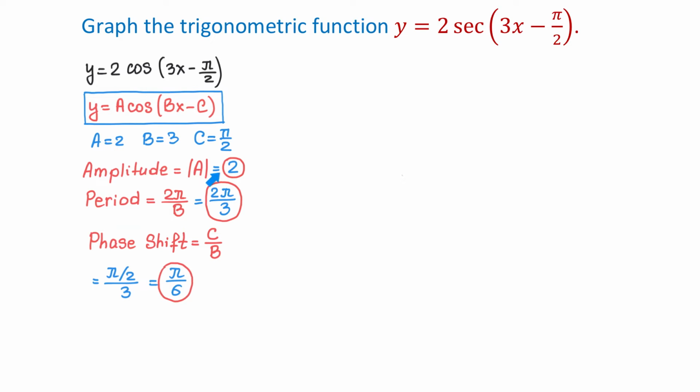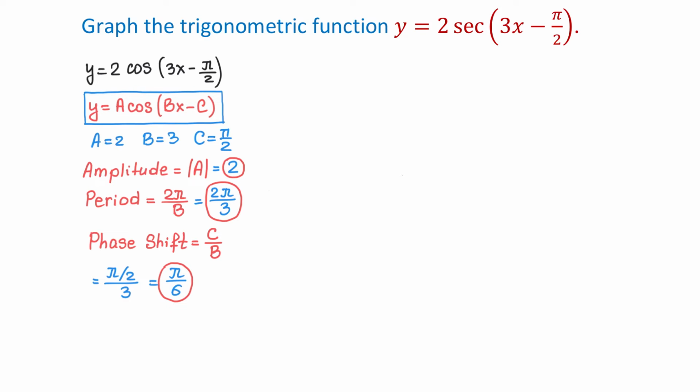The amplitude tells us that the maximum value of the function will be positive 2 and the minimum value will be negative 2. The period tells us that the function will complete one cycle over the period of 2 pi over 3. Then the phase shift tells us that pi over 6 is the x-coordinate where the cycle will begin.